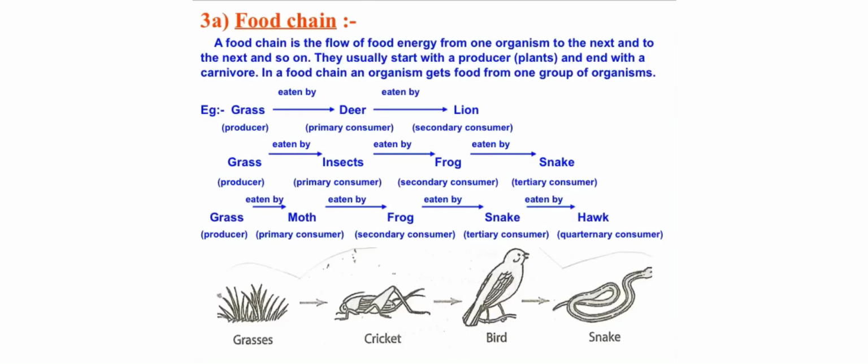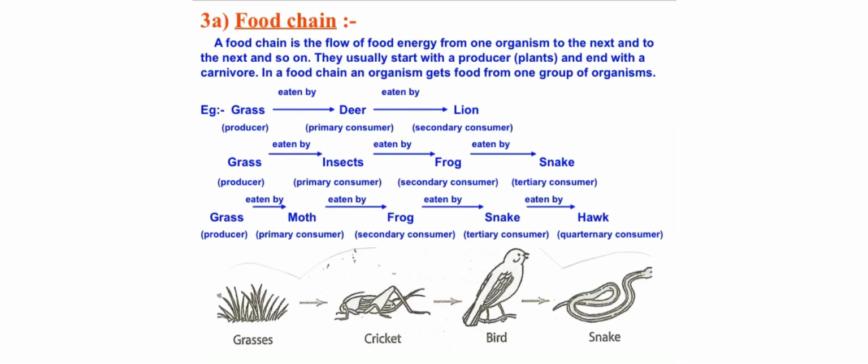Now the next topic is food chain. A food chain is the flow of food energy from one organism to the next and so on. They usually start with a producer and end with a carnivore. In a food chain, an organism gets food from one group of organisms. We know that plants are the producers, they produce their food by themselves. And other organisms are called consumers, they either feed on plants or on other organisms or both.